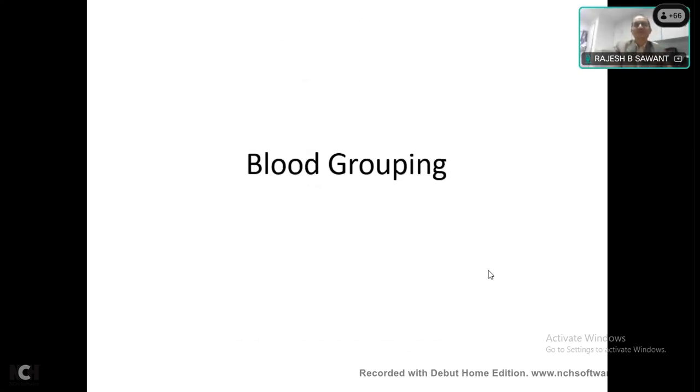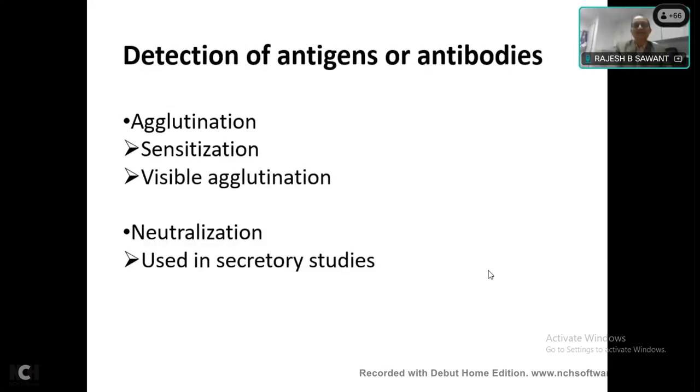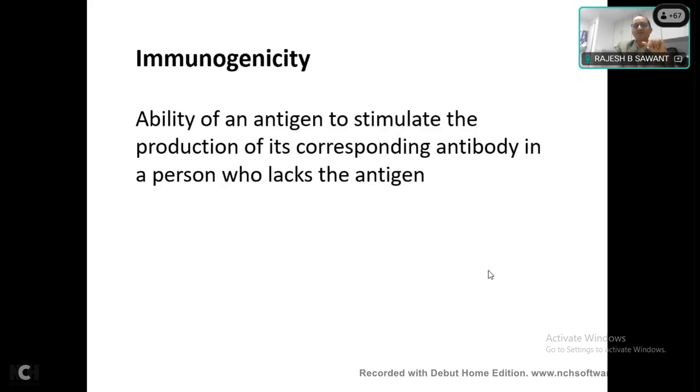Okay, so yes, we were talking about antigen and antibody, right? So the most important thing is how do we detect these antigens or antibodies? Of course, by various serological techniques or methods which are based on either agglutination or neutralization, right? So these are the two techniques that we will come across when we talk about various immunohematological testing, right?